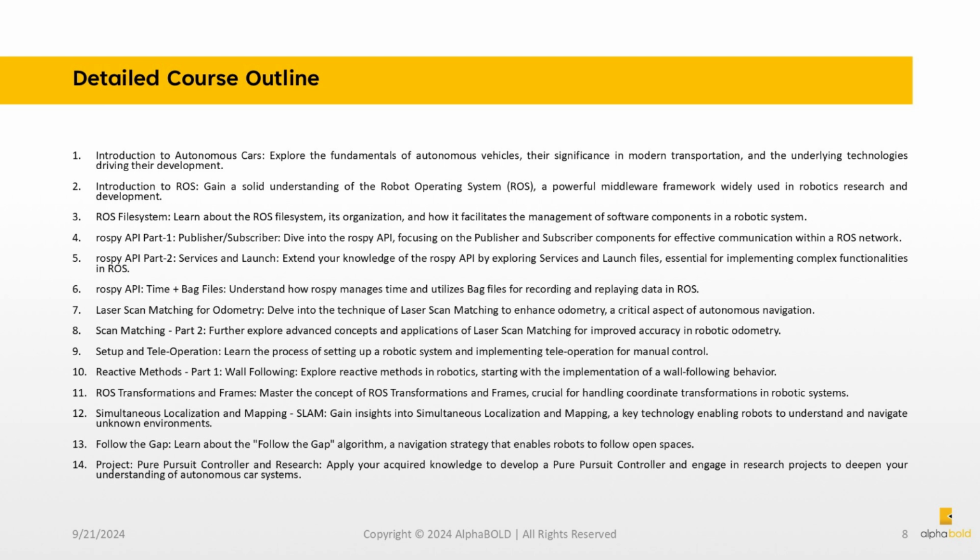Here, the detailed course outline provides an in-depth structure for learning autonomous vehicles and ROS, Robot Operating System. It starts with the fundamentals of autonomous cars, the ROS framework, and its file system. The course focuses on the ROSPy API for essential tasks like publishing, subscribing, services, and managing data with bag files. It delves into advanced topics like laser scan matching for odometry, teleoperation, and reactive methods such as wall following. Key concepts like ROS transformations, SLAM, simultaneous localization and mapping, and navigation algorithms like Follow the Gap are explored. The course concludes with a practical project on building a pure pursuit controller, enabling hands-on experience and research-oriented learning.